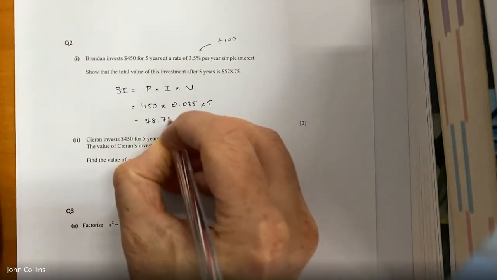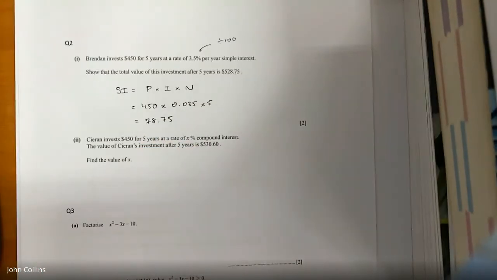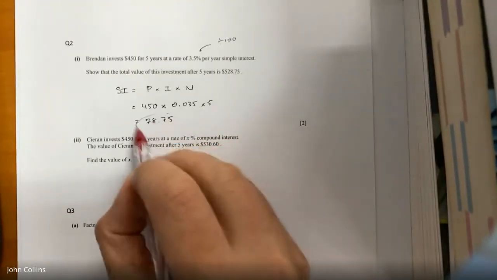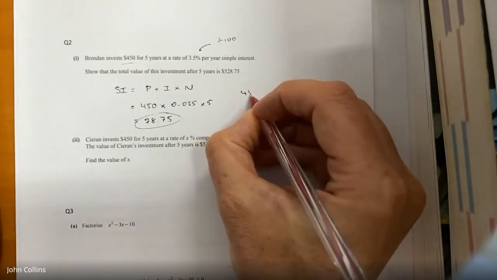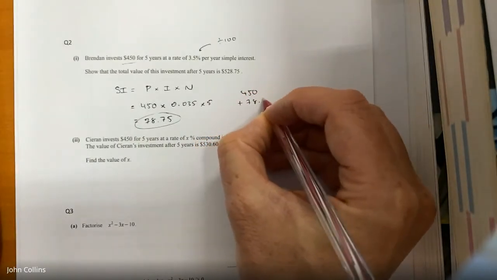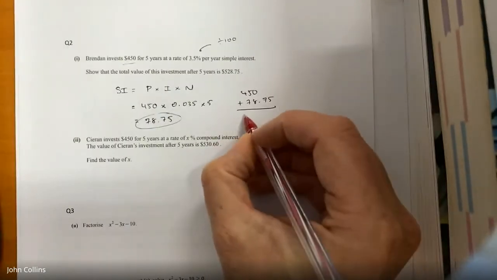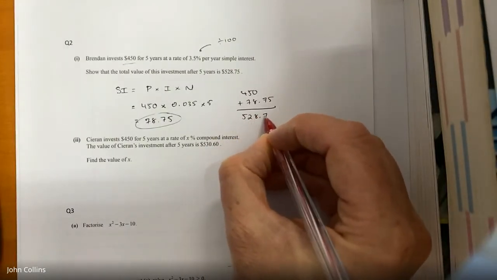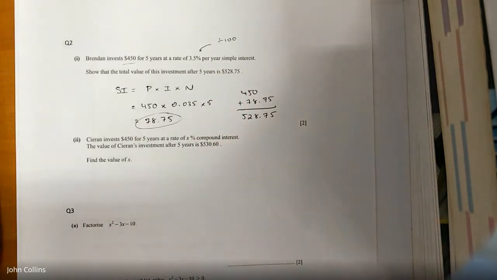Is that the answer? Rhetorical question. No, it's not. Because that's just the interest we've calculated. When you do simple interest, you calculate just the interest. You need to add that to the principal to get the total. So 450 plus the 78.75, and that gives 528.75. And this was a show-that question, so you need to do all that.